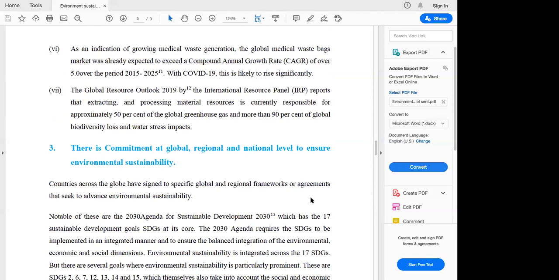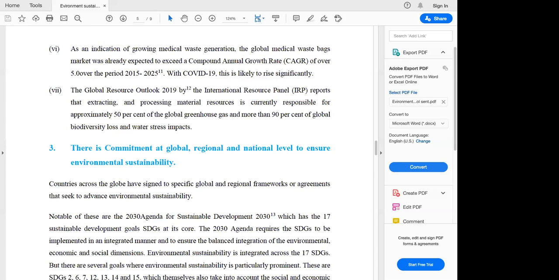And even before COVID was actually in play, there were growing indications of increase of medical waste, because the compound annual growth rate of business in global medical waste bags was over 5% for the period 2015 to 2025. So you can imagine what it is now with the onset of COVID.